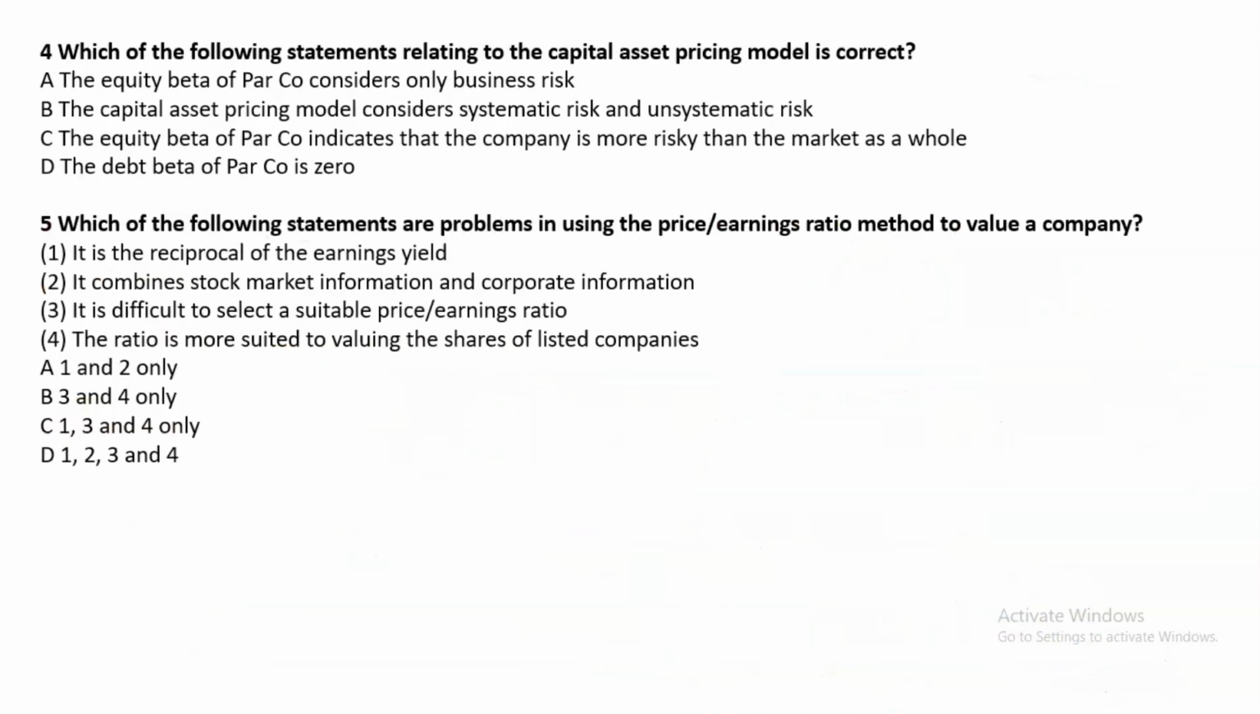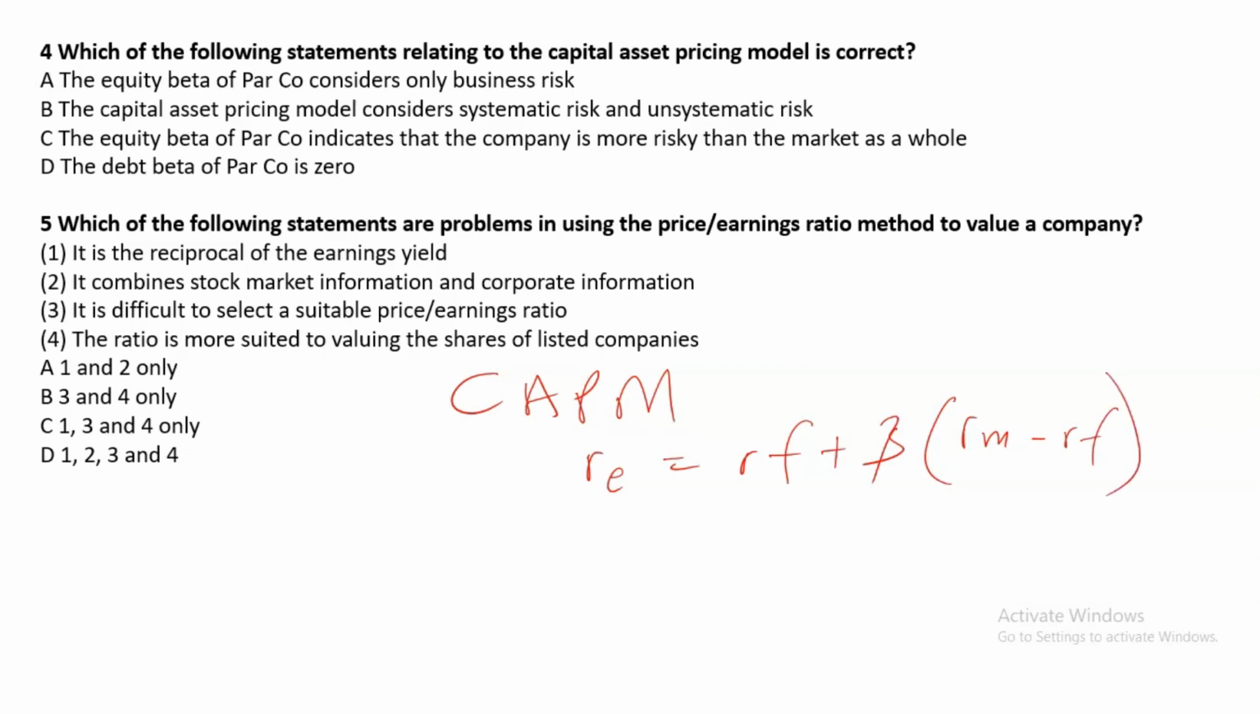Let's move on. Now, question number four. Which of the following statements relating to the capital asset pricing model is correct? Okay, the CAPM, ladies and gentlemen. The CAPM, that formula that says ROE is equal to RF plus beta (RM minus RF). RF is the risk-free rate, which is equivalent to the cost of treasury bills and so forth, which are considered less risky investments.